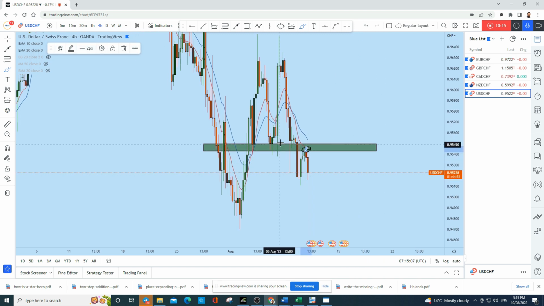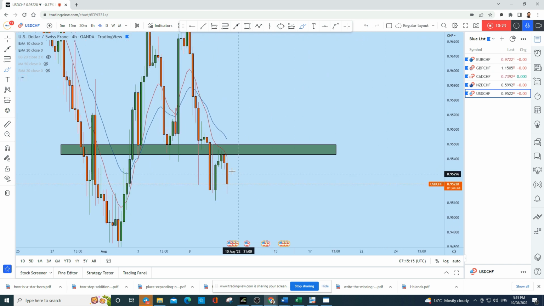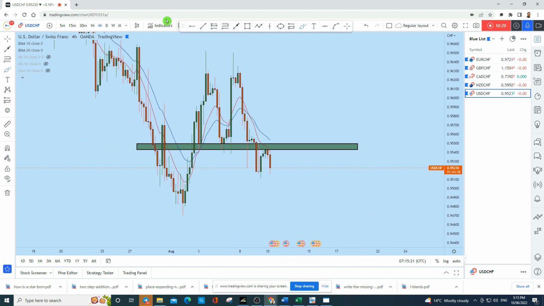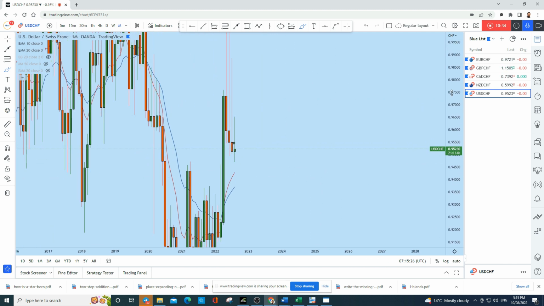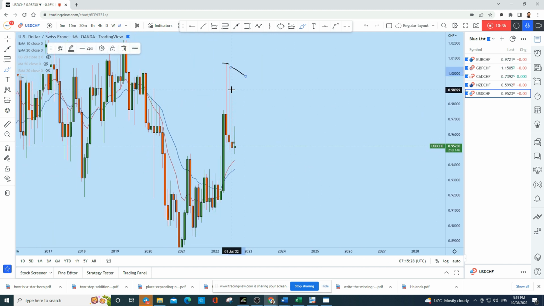This is the resistance. This support tested as resistance, and we see a significant rejection with this bearish price action on the 4-hour time frame. Now, as a result, we have seen another one coming as a bearish engulfer. So this is a strongly bearish price action. If you look at the bigger picture, the monthly is also bearish. You can see every month the price was creating a series of lower highs.